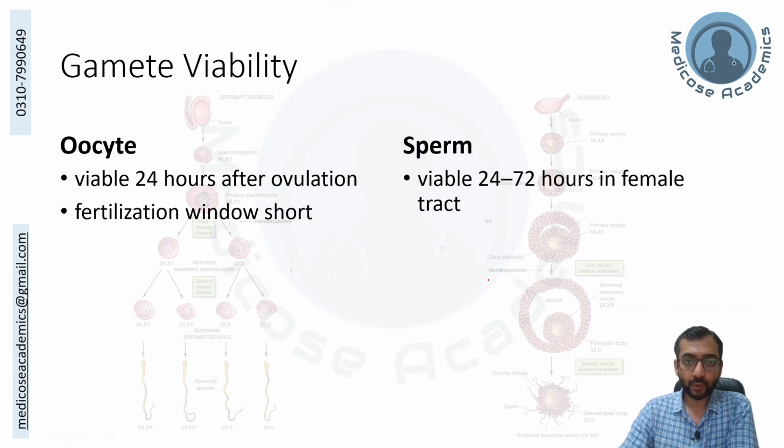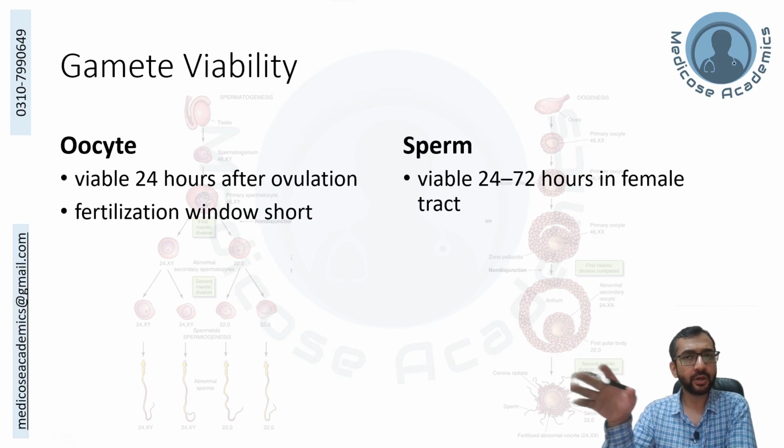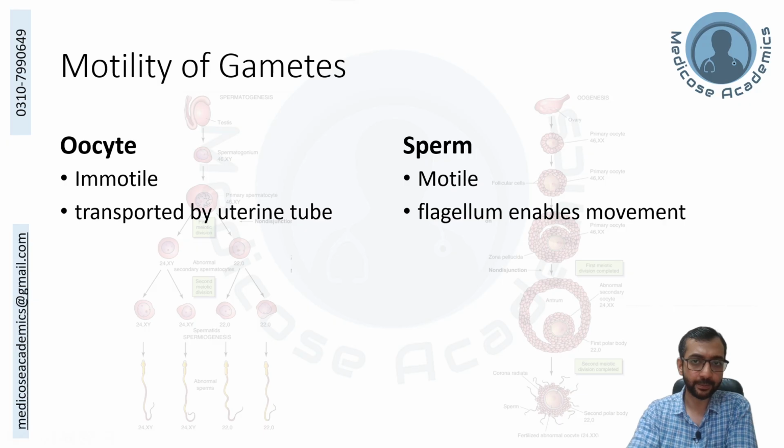And there is viability. The oocyte, after it is produced in the female reproductive tract, remains viable for about a day. Sperm have more or less similar viability. It remains viable for 1 to 3 days, maybe up to 6 days, if it is in the female reproductive tract. If it is outside the body, it deteriorates much more rapidly.